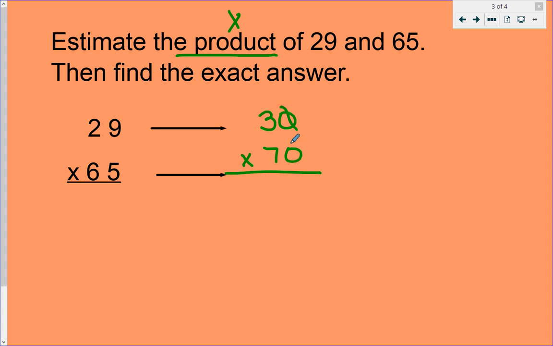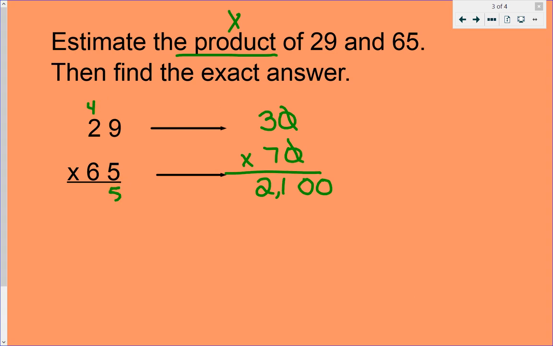I cross off my zeros. I put my zeros back on. Now I could just have 3 times 7, which gives me 21. So my estimated product is 2100. Now if I'm going to find my exact, I'll do it right over in my problem here. I forget about my 6 for right now. I'm just going to look at 29 times 5. 5 times 9 is 45.